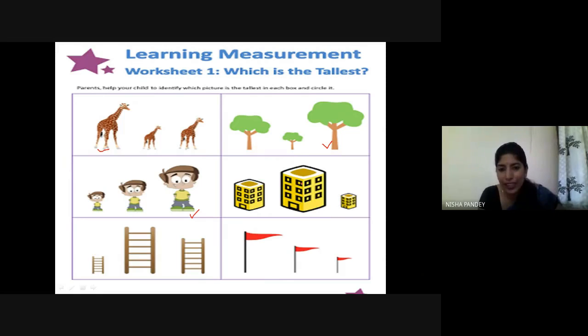Yes. Now we have children here. This is an image of a building, I think. So we'll compare and we'll see which is the tallest one.